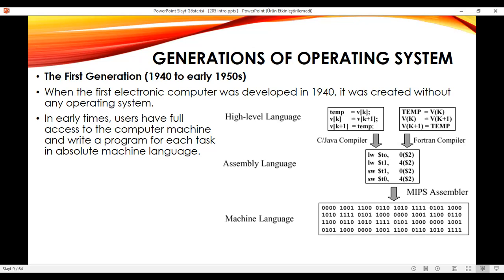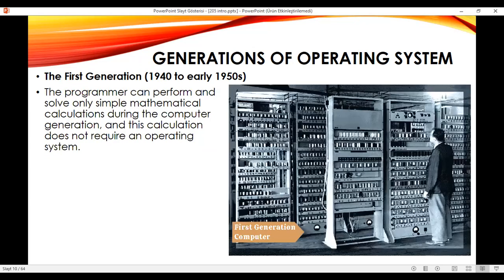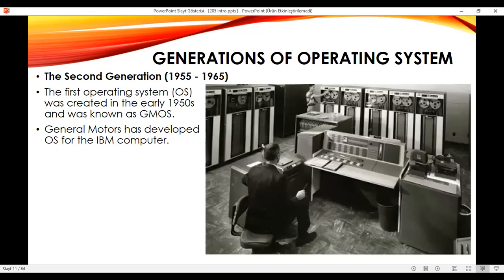They are just writing it in machine language. So by using zeros and ones like this, they were writing what they want from the computer, and the computer will calculate it or do it and print or show the result, whatever it is. Okay, so in the beginning, we don't have any operating system.